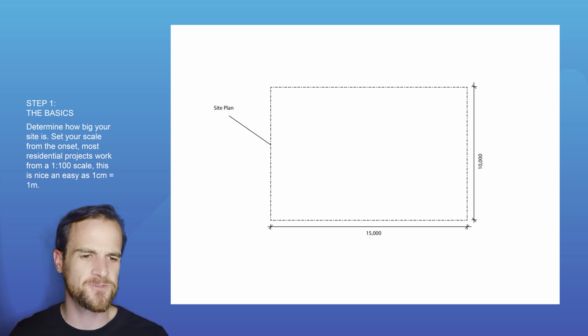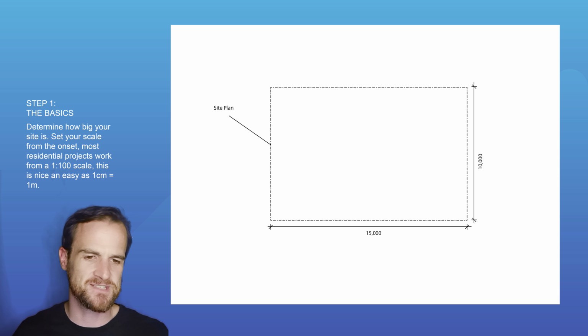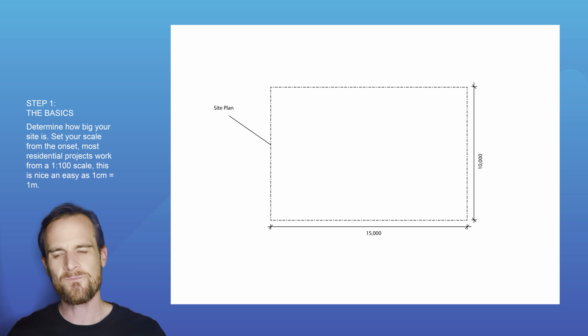So all following those correct conventions. I'm working in Illustrator for this. I'm working at 100 to 1 or 1 to 100 scale. So basically, every 1 centimeter equals a meter, or every 10 millimeters equals 1,000 millimeters. So that's your site plan. So pretty small site plan.